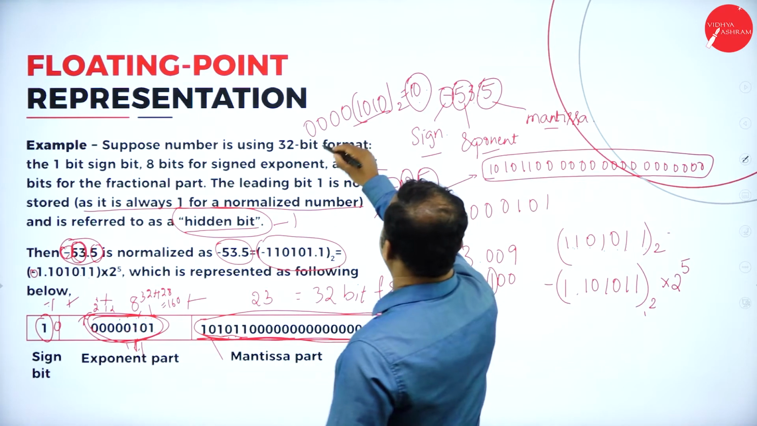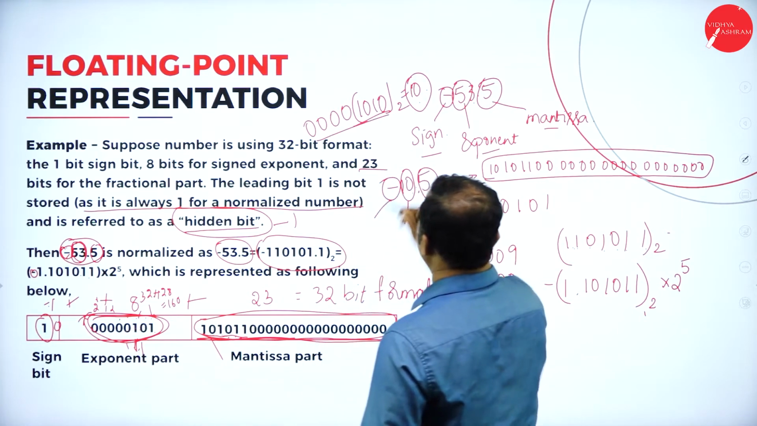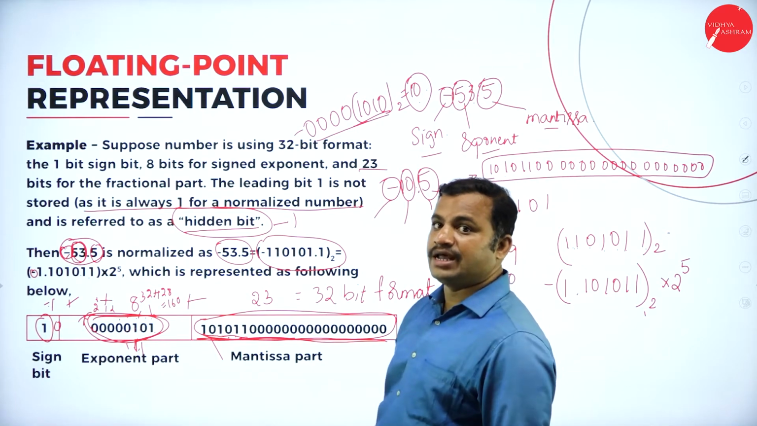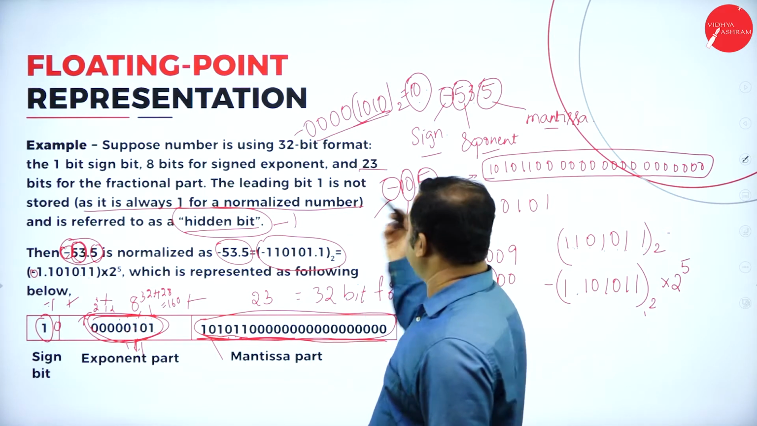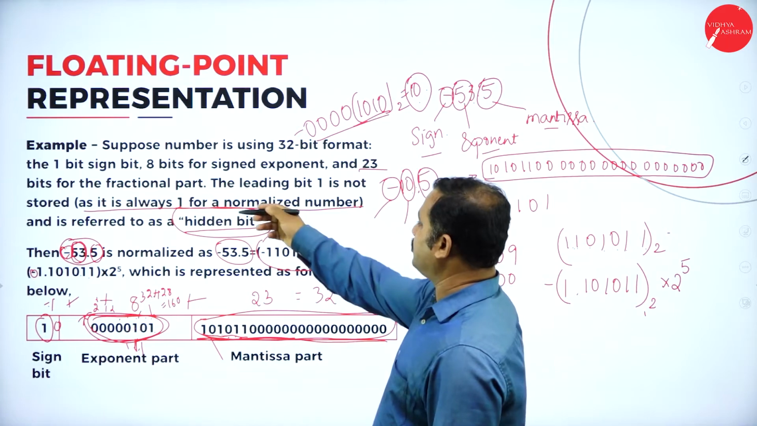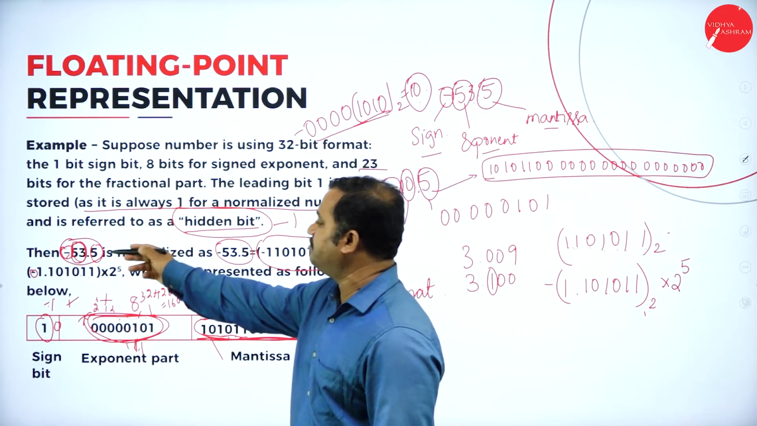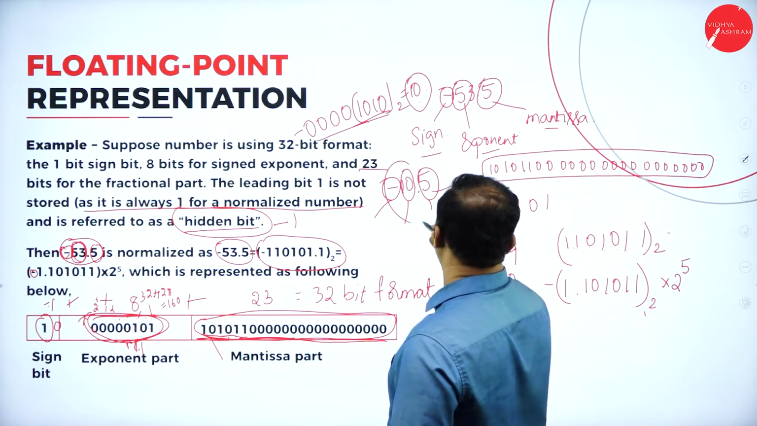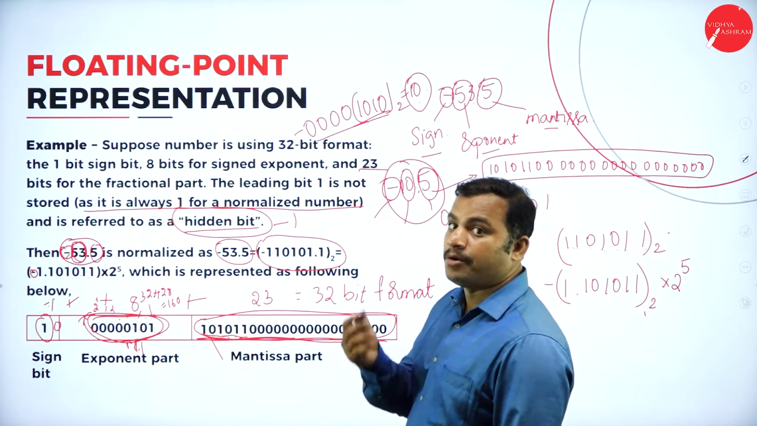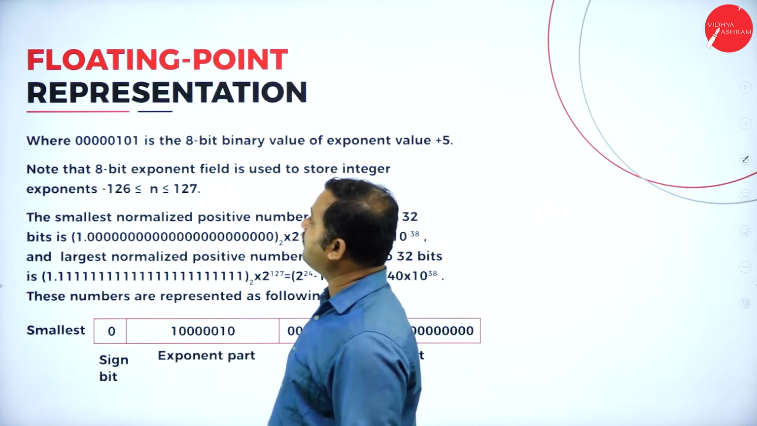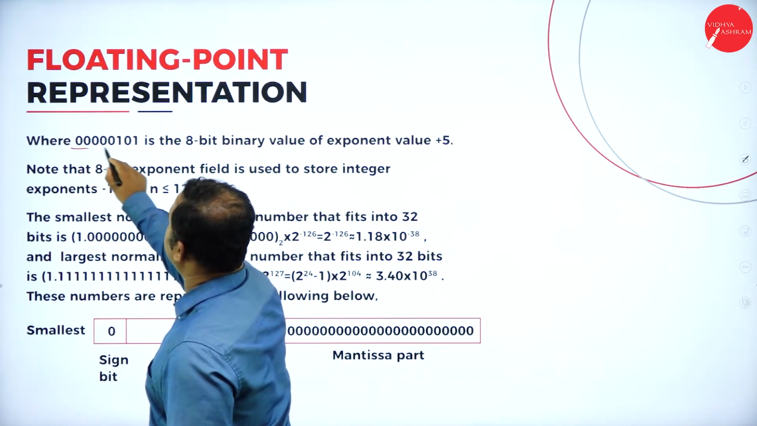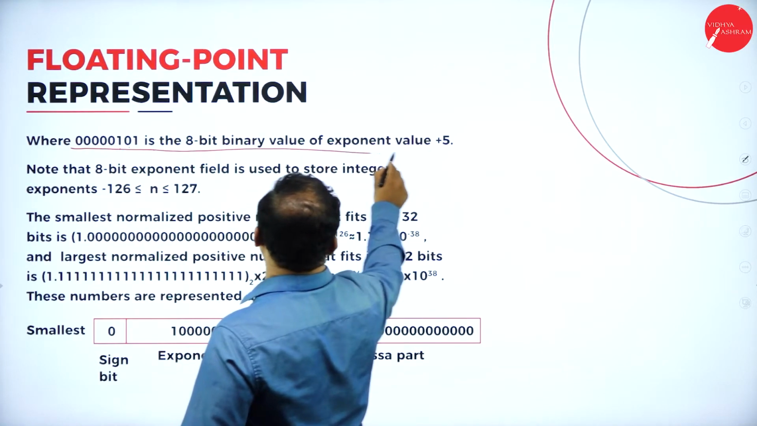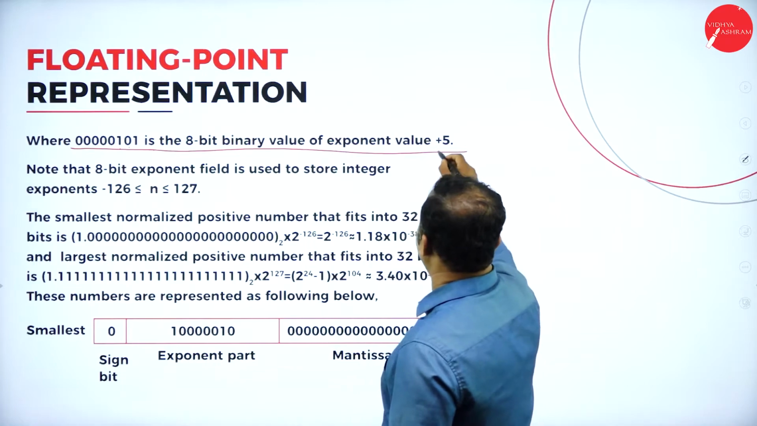Again, we have this number here. I have to represent this number with a minus sign. If that is the case, I will represent it like this. Similarly, by doing all these calculations, I am going to get the value equivalent to this number, and this number equivalent to this number. 10.5 minus 10.5. So similarly, we have the value 001010 here, which is the 8-bit binary value of the exponent value, that is plus 5.